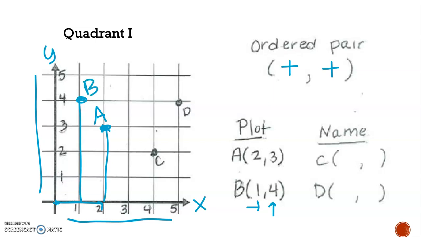Now working backwards, if the question was to say where is it located, it's already on the graph, you have to now pull it off. So in order to get to C, we had to move right 4 and up 2. So we moved right 4 and up 2. To get to D, we moved right 5 and then we moved up 4. So we moved right 5 and up 4.